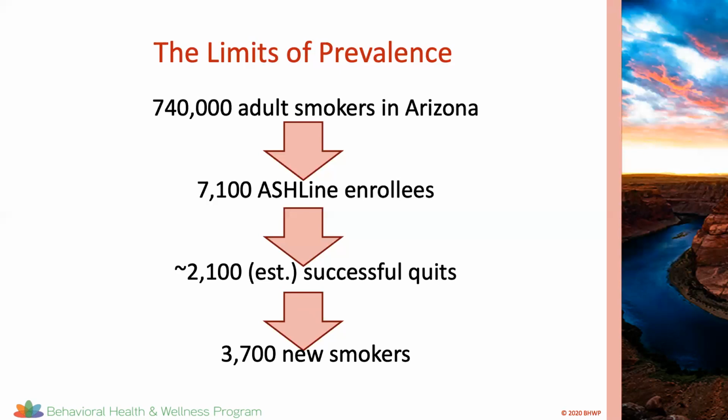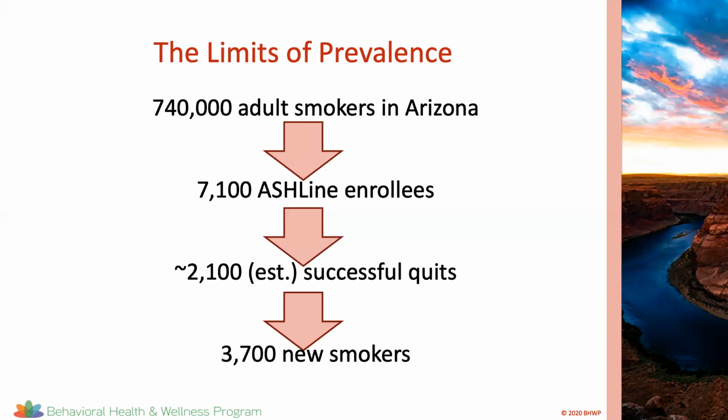To judge the Ash Line's success, we need to consider alternative metrics. For example, their quit success is very high. And on top of that, many of those 2,100 callers who use the Ash Line to quit will have had access to no other resources. Many of them needed more support than they would have otherwise had available to them without it.